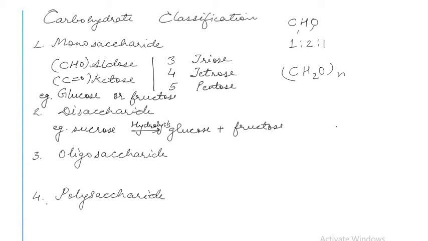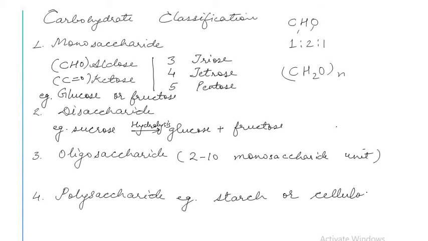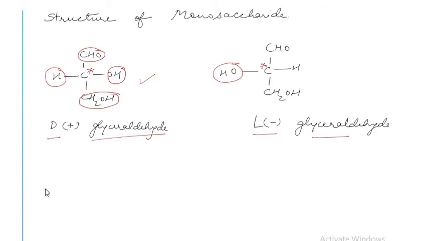Oligosaccharides are the carbohydrates that can be hydrolyzed into a few monosaccharide units, that are normally 2 to 10 monosaccharide units. Polysaccharides are the carbohydrates that are polymeric sugars. Example, starch or cellulose, that on hydrolysis give us many monosaccharide units.